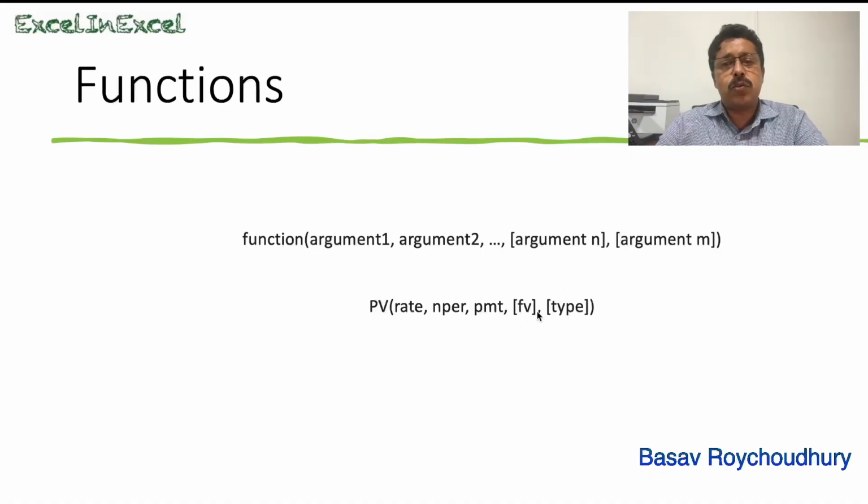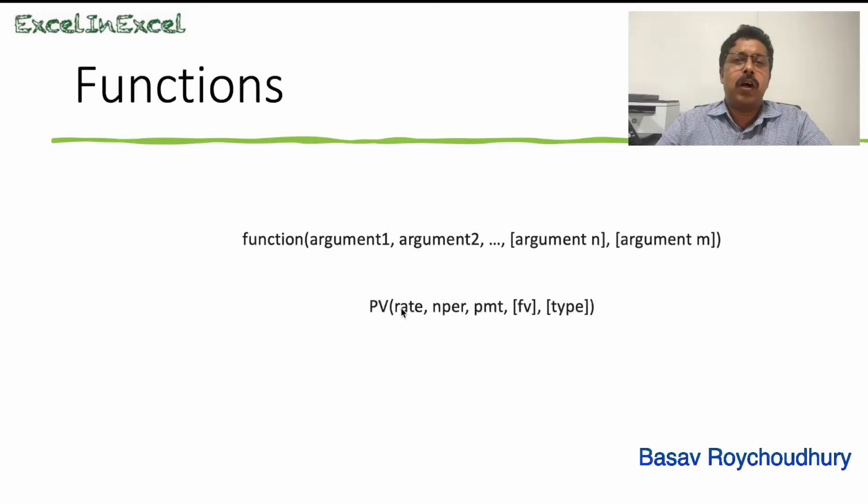But because these two are in square brackets, you may avoid giving them. If you avoid giving them, it will take some other default value for those. Now we'll see that. But if we look at financial functions in general, there is a list of arguments that most of the financial functions take. Now, what are those arguments?